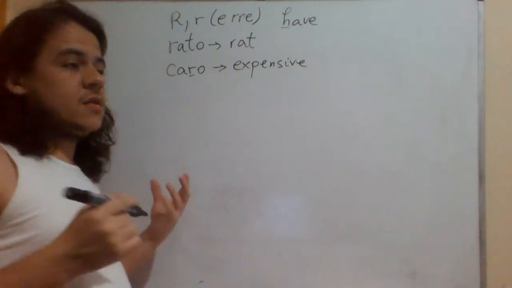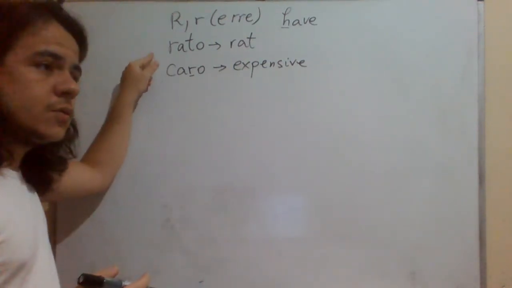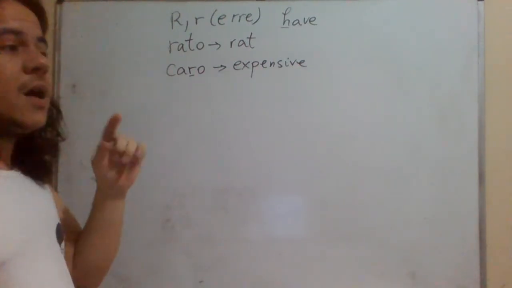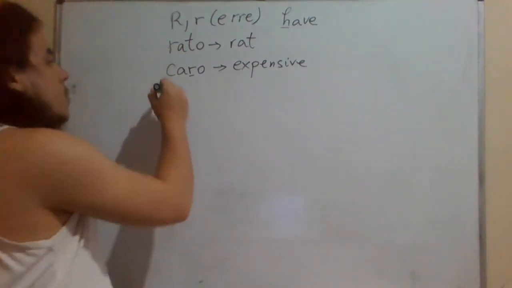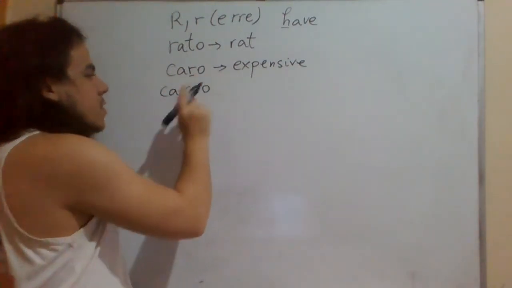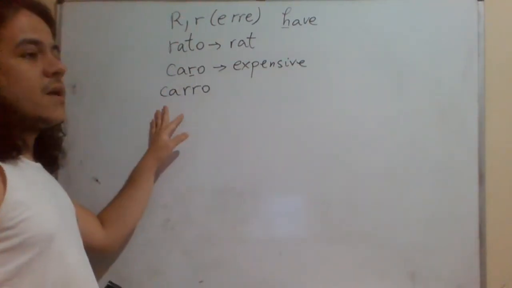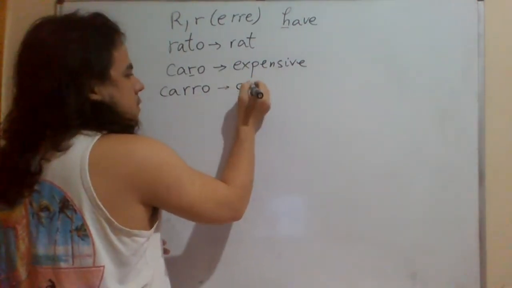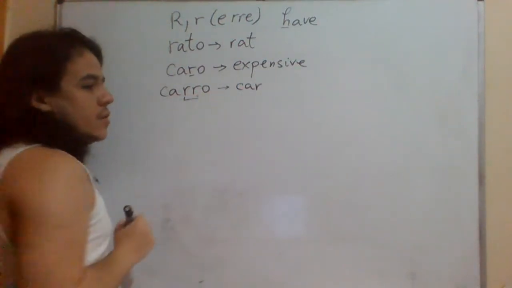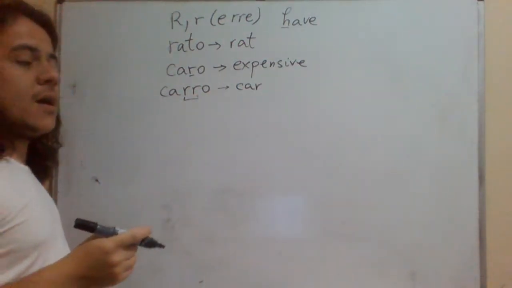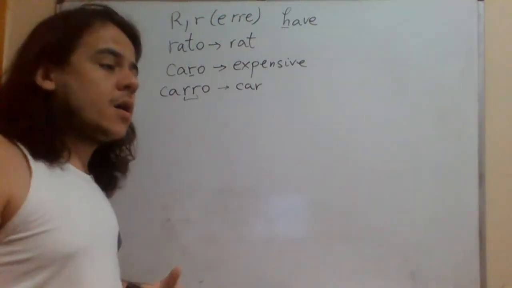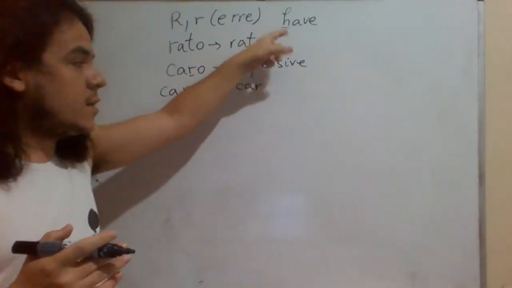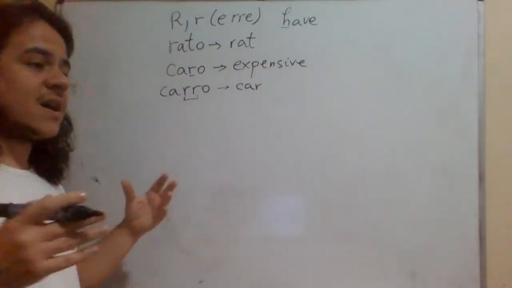To make the hard sound as in rato in the middle of the word, we put another letter R. So we make a double R, just like that, and we say carro. It means car. So now we have two letters R, and these two letters R make this hard sound, as letter H, ha, ha, carro.